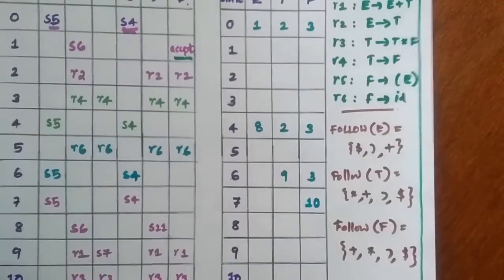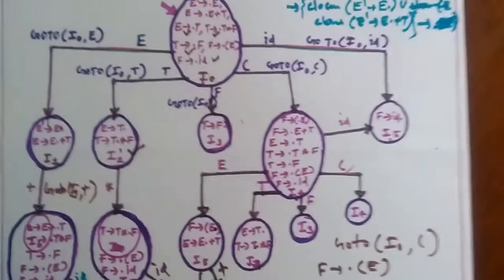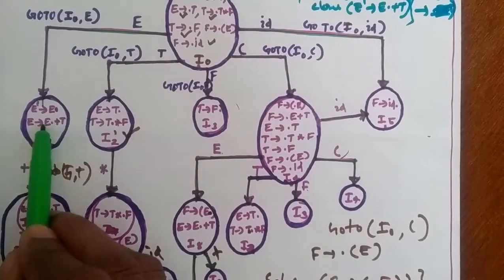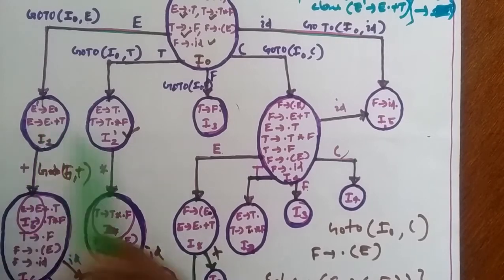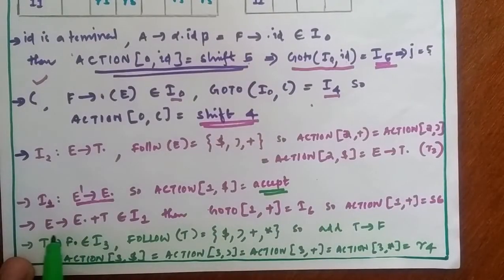Then once again see the diagram. I1 contains an item of the form E gives E dot plus T. So plus is a terminal symbol, and the dot is just left of that terminal symbol. So we can apply rule 2A. Here you can see E gives E dot plus T belongs to I1.